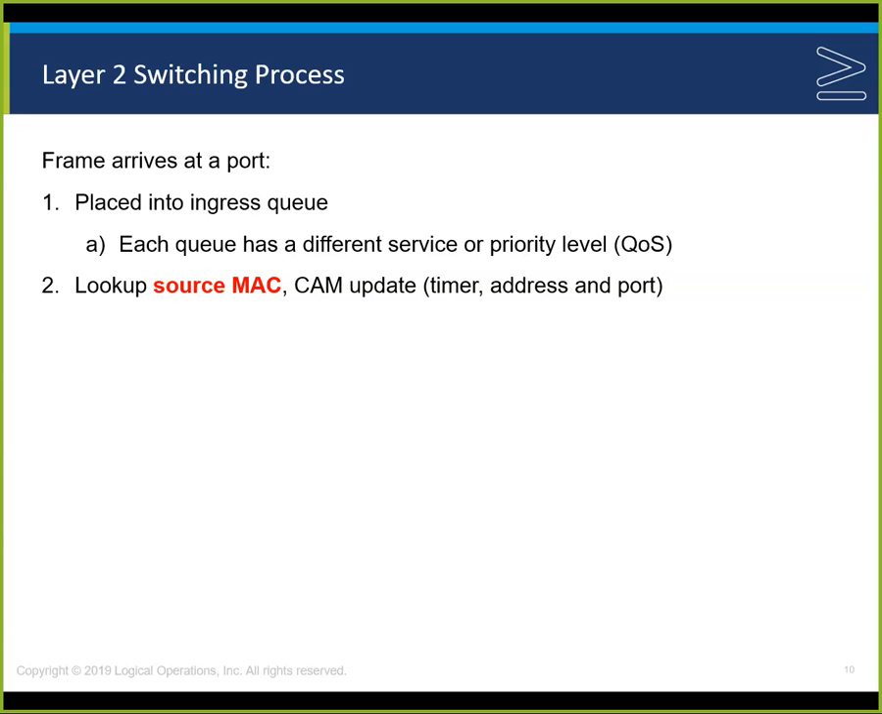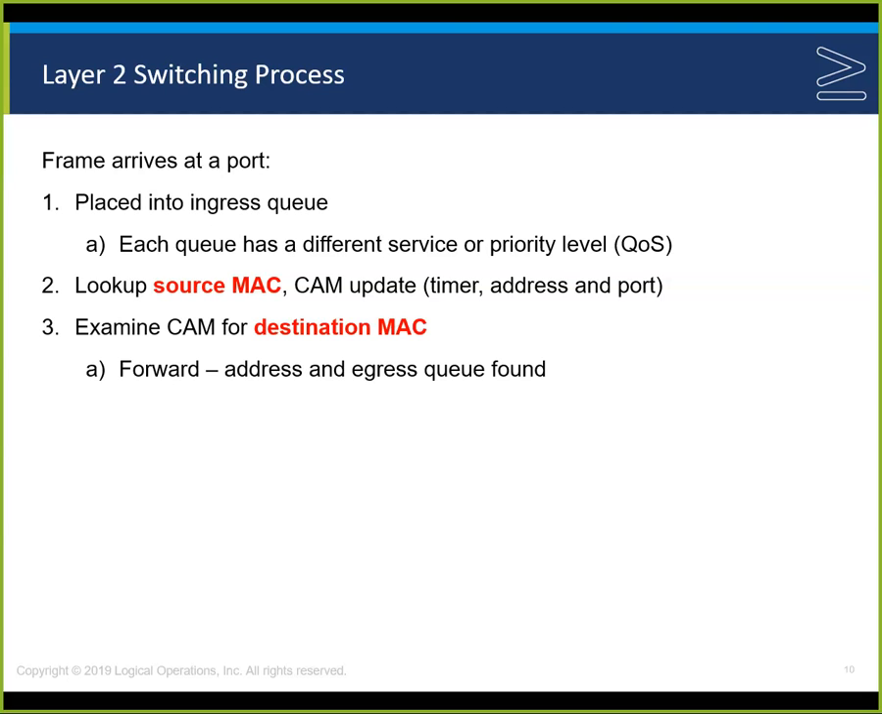Look up the source MAC address in CAM, update the timer, the address, and the port. We're going to look up the source MAC address and see if it is there. If it is not there, we're going to put it into the MAC address table. If it is there, reset the timer because that address has been reused. And is the port correct? Did we move it from one port to the other? If that's the case, we'll reset the timer and just simply move that MAC address to the new port.